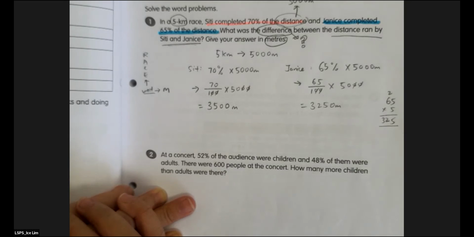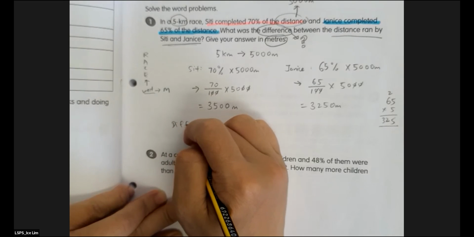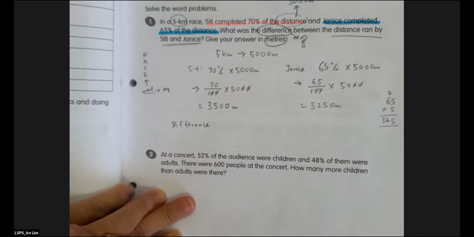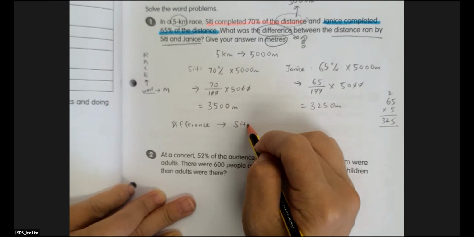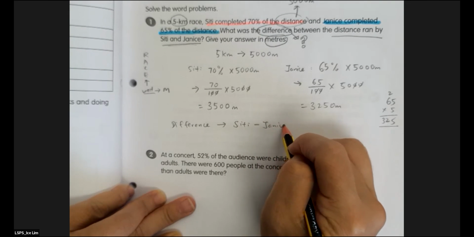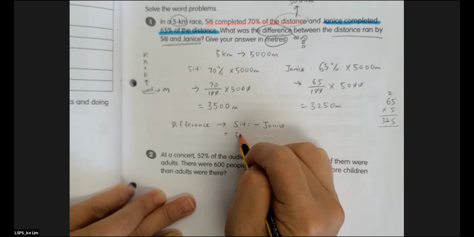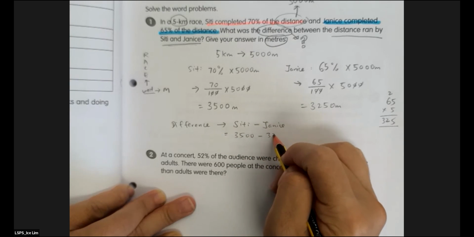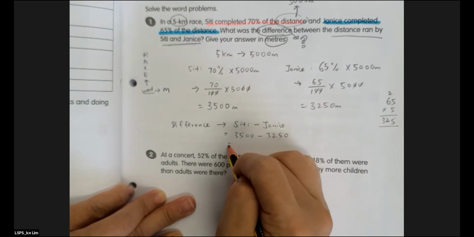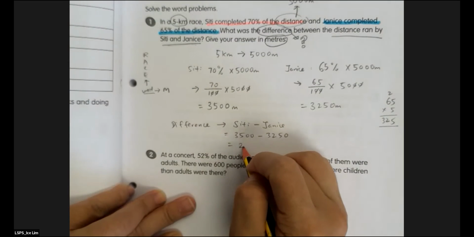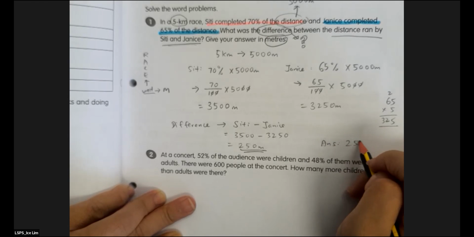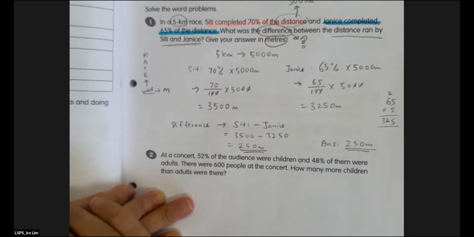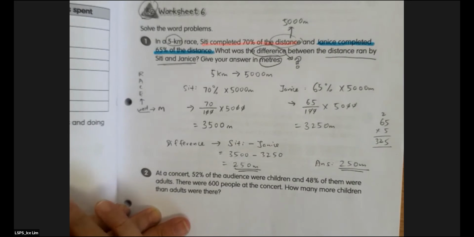Not done. Last step is the difference between them. Cindy is more than Janice, so I have Cindy minus Janice's completed distance. There will be 3,500 subtract 3,250. I will get the answer 250 meters. Okay, just one question for revising percentage of a quantity, level 2 problem.